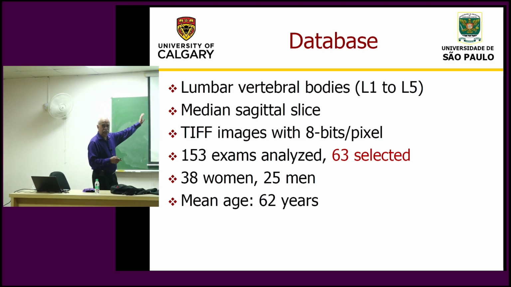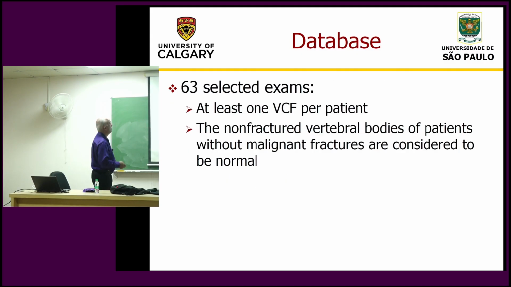In clinical research, you are required to give all of this information. At least one VCF per patient, and the non-fractured vertebral bodies of patients without malignant fractures are considered to be normal. If there is a malignant fracture, then there could be metastasis affecting the rest of the vertebrae, and we didn't consider them to be normal.